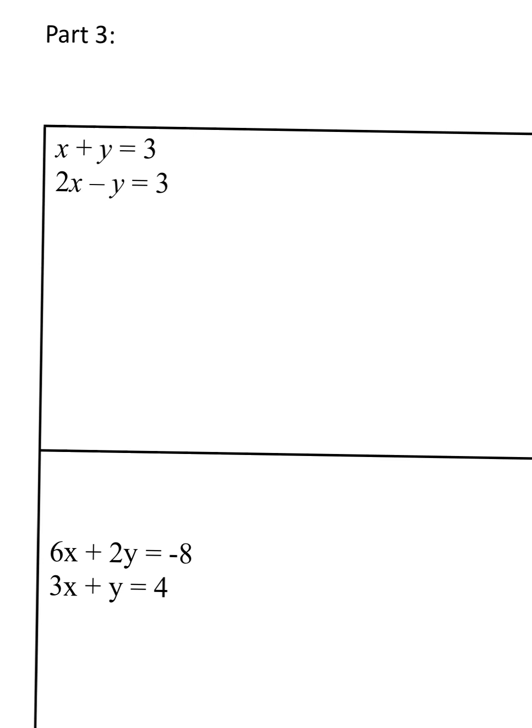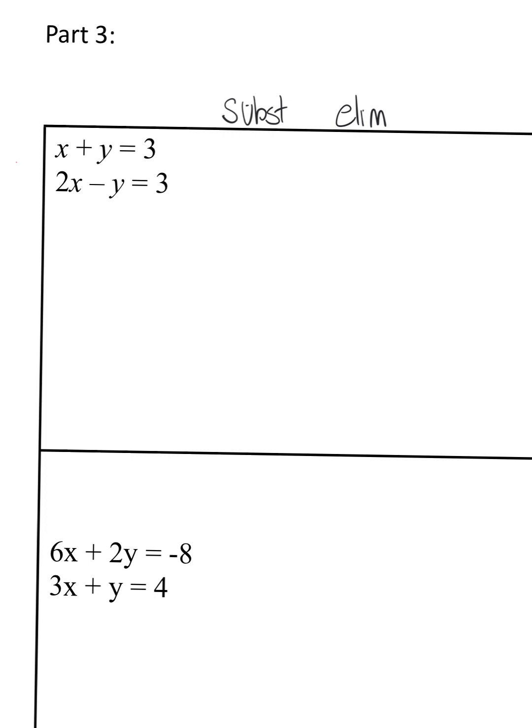Okay, for this part of the review, we are going to be solving systems. And we talked about two algebraic ways to solve systems: one which is substitution and one which is elimination. We also talked about graphing as well. If we look at this problem, it can be done either way, using substitution or elimination.